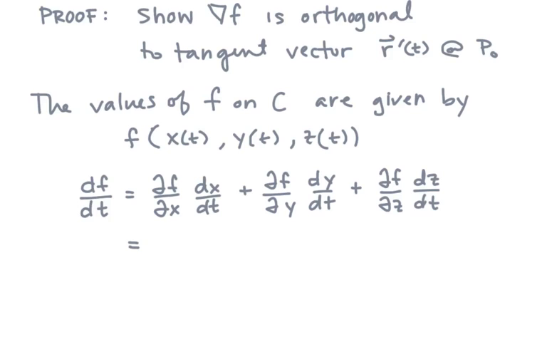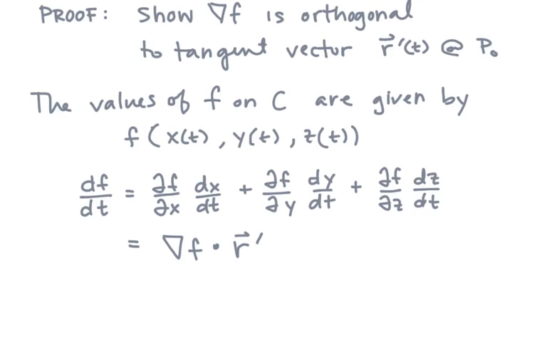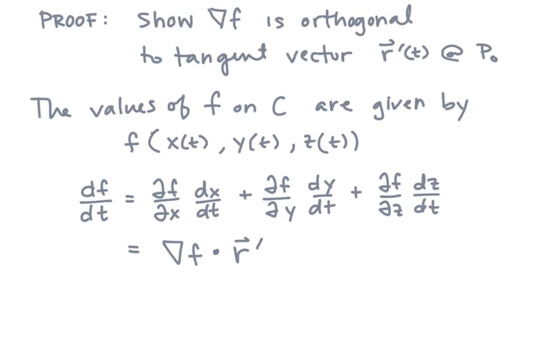We should easily be able to see this is the same as the gradient of f, those first three coefficients, dotted with the derivative of r. So at any P naught point where the function has a local max or min relative to its values on the curve, then we know that the gradient is going to be orthogonal to the curve at that point.